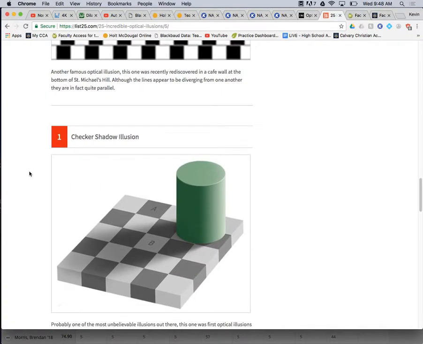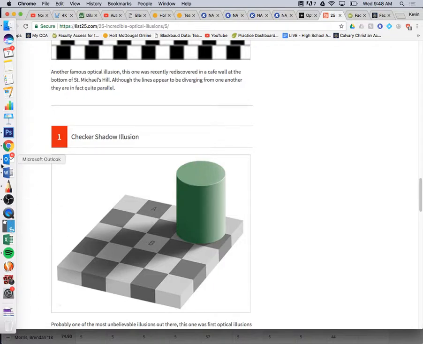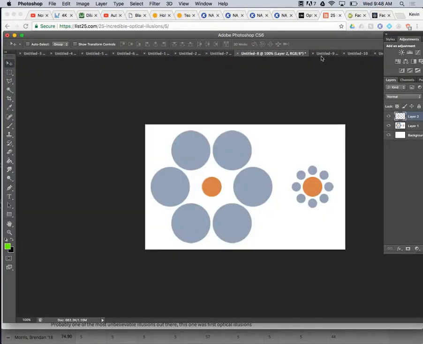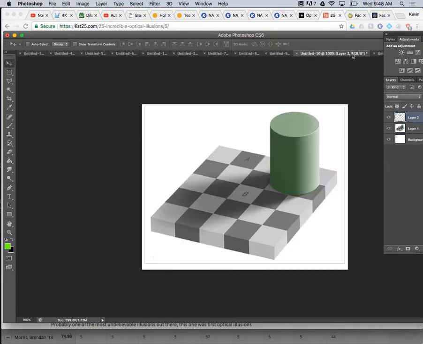This one is the best. If you've tuned me out, then wake up, because this one is the coolest, I think. Look at squares A and B. Raise your hand if you think A is darker than B. Raise your hand if you think B is darker than A. They're the same. Okay. Clearly, it looks like A is darker than B, right?